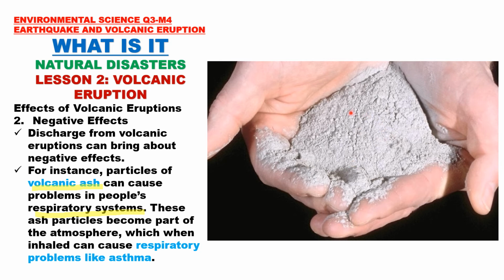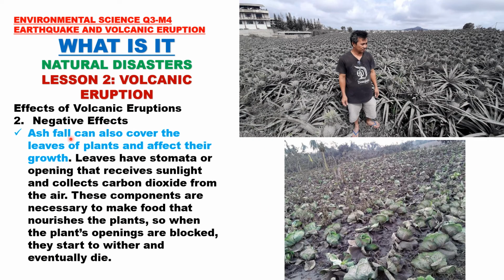So kapag yan ay pumasok sa ating katawan, pwede tayong magkaroon ng hika. Okay? Ashfall can also cover the leaves of plants and affect their growth, just like what happened when Mount Taal erupted. So, yung mga pinyahan, yung mga pineapple farms in Batangas, tas ito mga taniman ng cabbage in those areas, nasira. So, bakit nasisira?